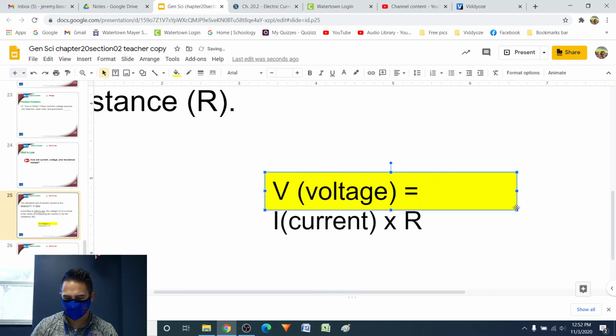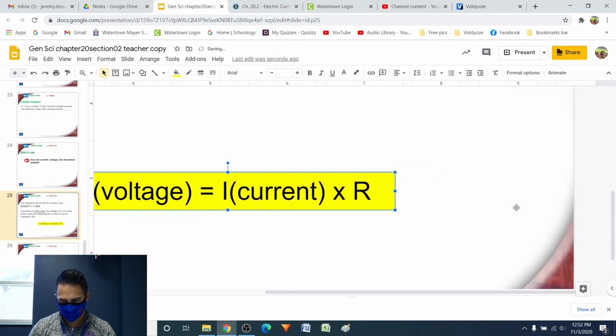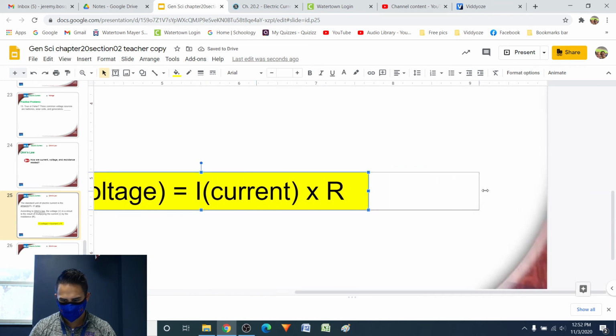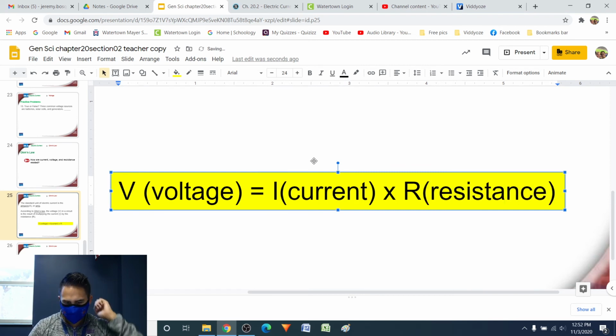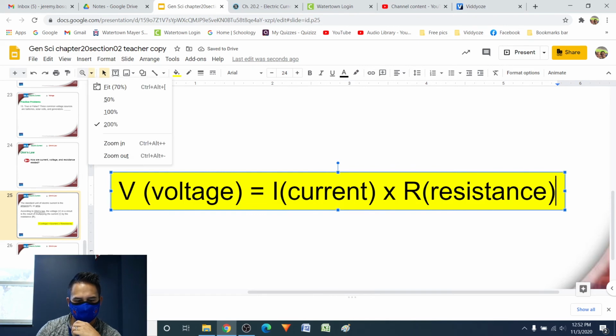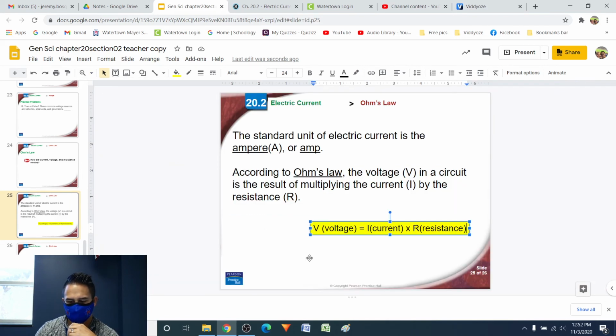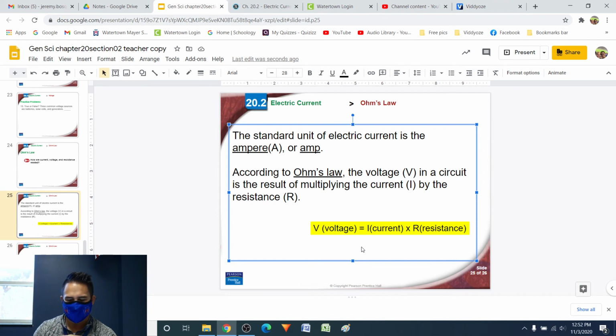Okay. And this is resistance. So Ohm's law basically says that the voltage in a circuit is equal to the current in that circuit times the resistance. Remember that voltage is measured in volts. Current is measured in amps, or amperes, which you probably have heard that term before, but that is measuring current. And of course, resistance is measured in ohms, and that's where Ohm's law comes from.